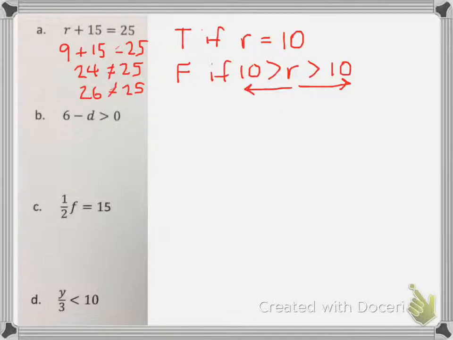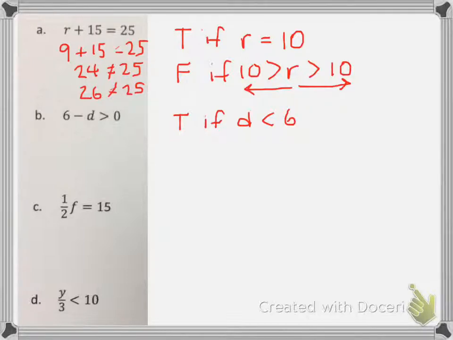6 minus D is greater than 0. Well, this is true if, well, let's see. If I do 6 minus 6, that's 0. Is that greater than 0? No, that's false. So D would have to be a little bit less than 6, right? In fact, anything less than 6 would make this true. So it's true if D is less than 6.